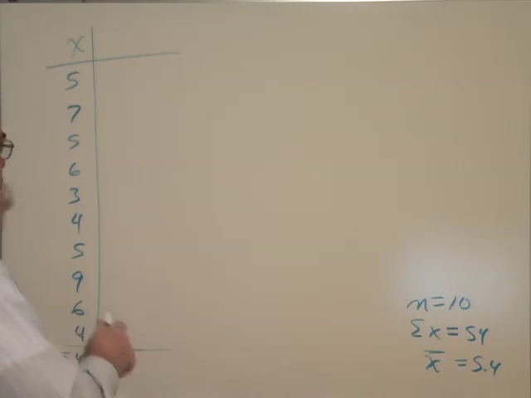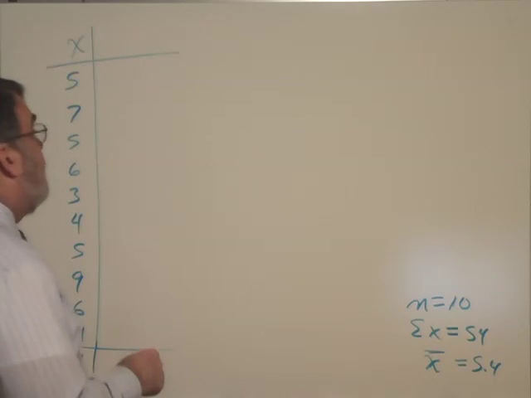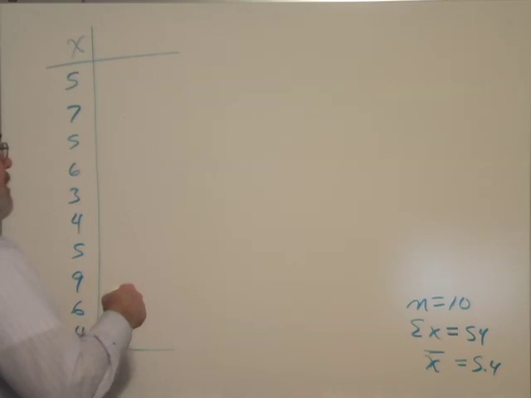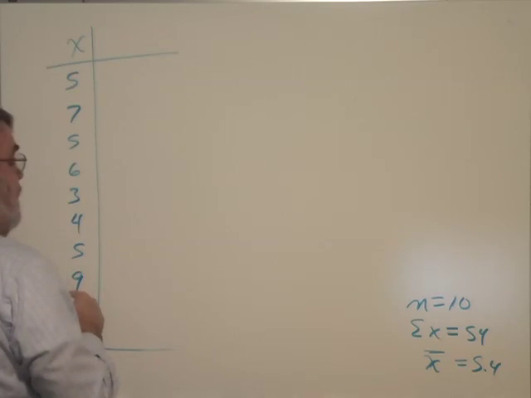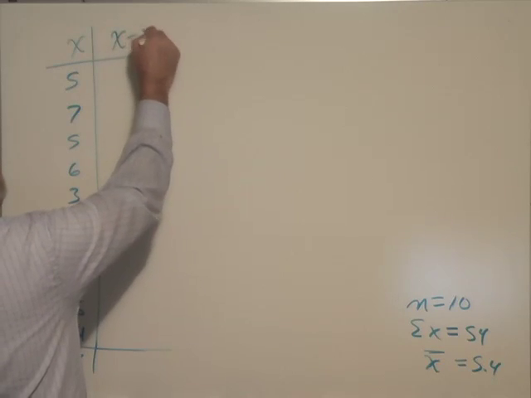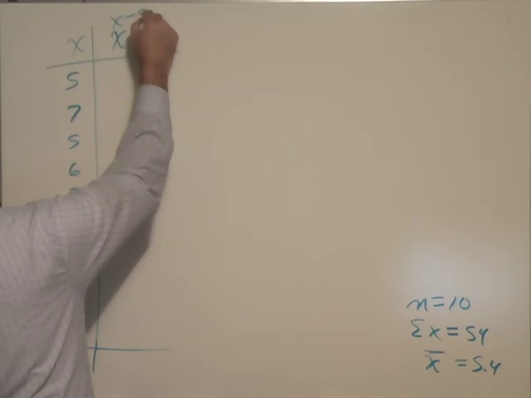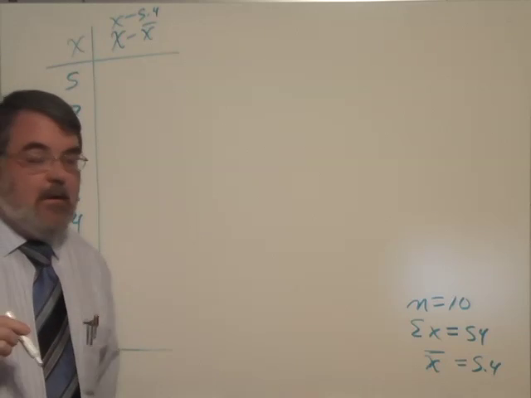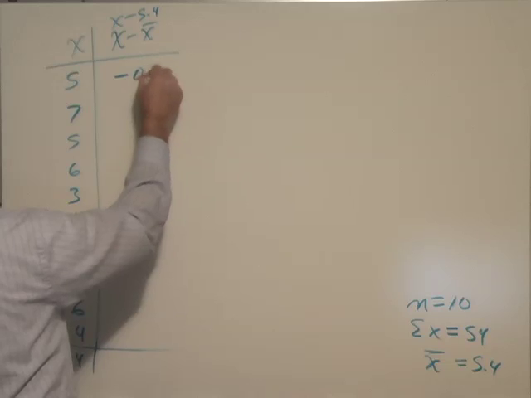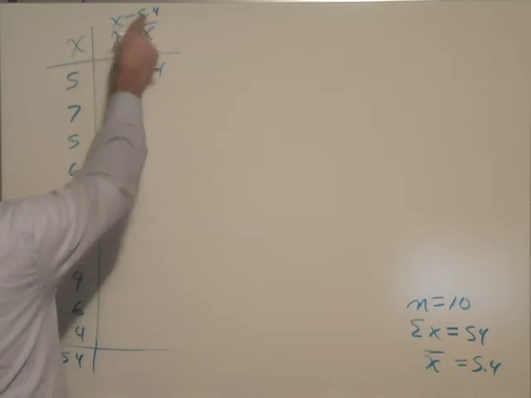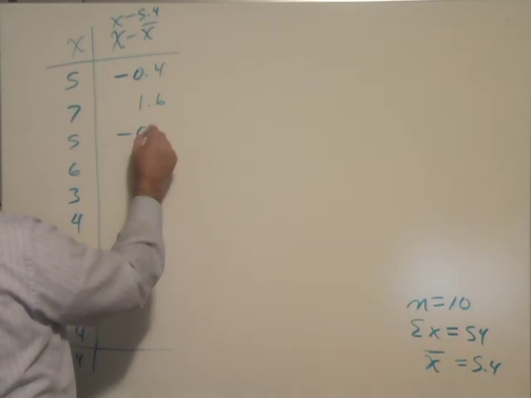Here's what we do. The mean or the average of the data was 5.4. So I need a column that looks at the difference between the mean and the x's. And so that would be x minus x bar, or literally x minus 5.4. Alright, so 5 minus 5.4 is negative 0.4. 7 minus 5.4 is 1.6. And we keep doing this.